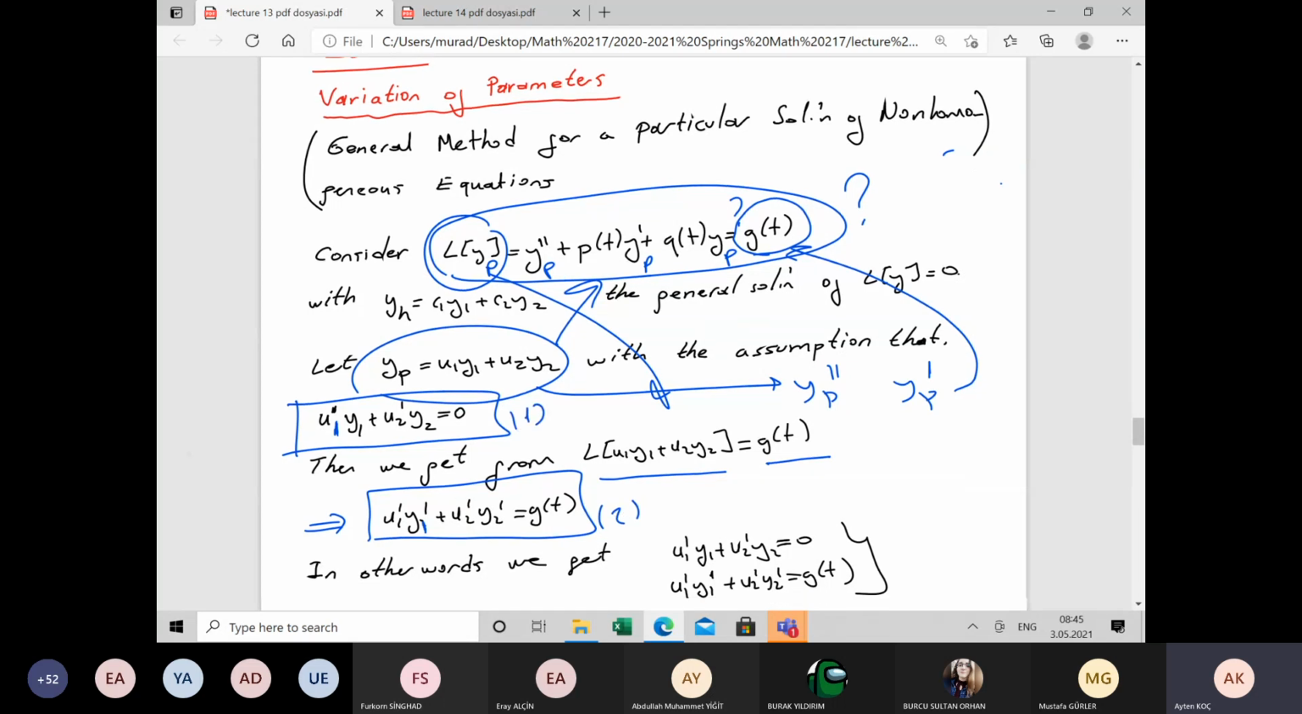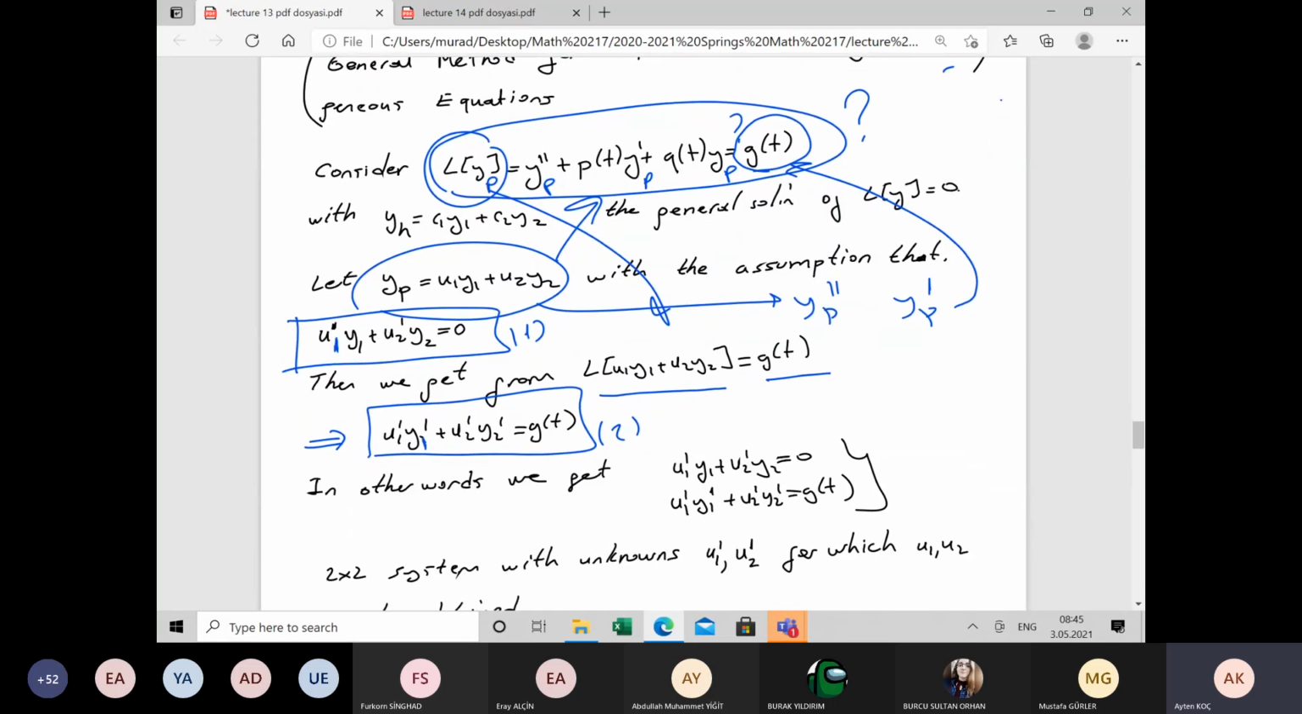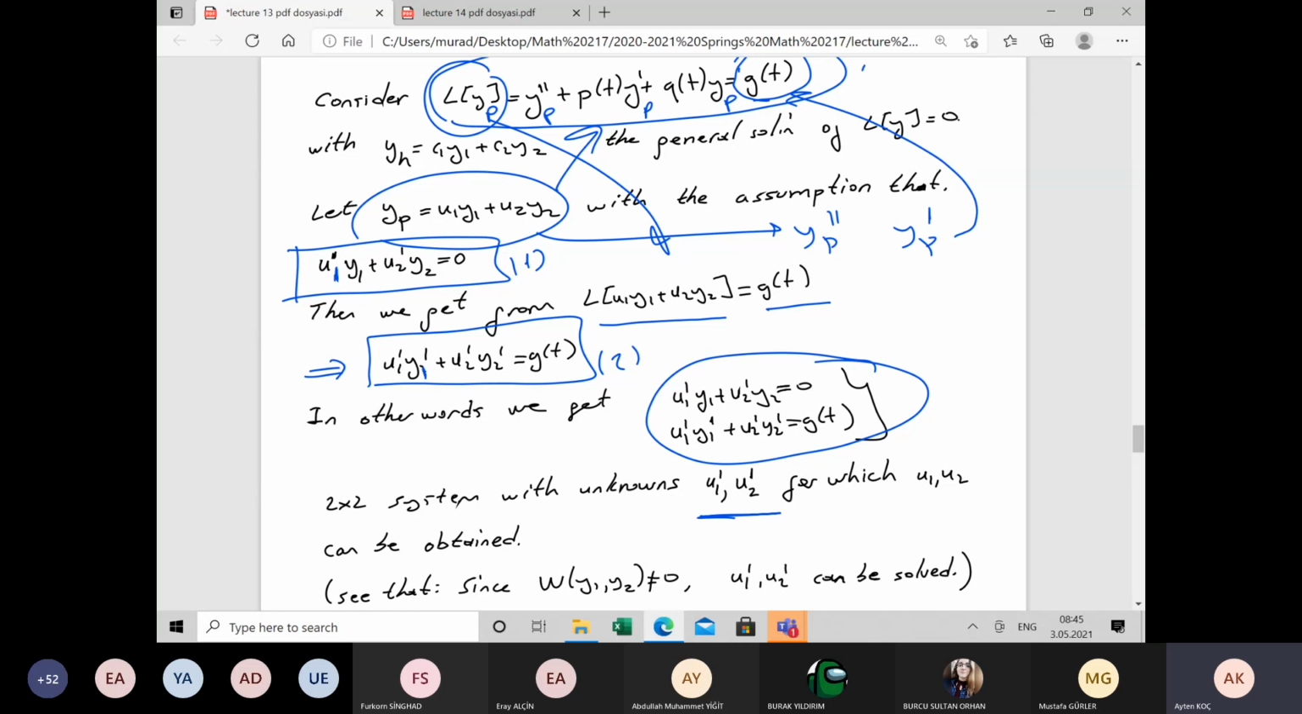So we obtain the linear system. This is a 2 by 2 system, and the unknowns here are u1 prime and u2 prime. If we get u1 prime and u2 prime, the derivatives of the unknowns, it is easy to get u1 and u2. How? Integrating both sides, we obtain u1 and u2.